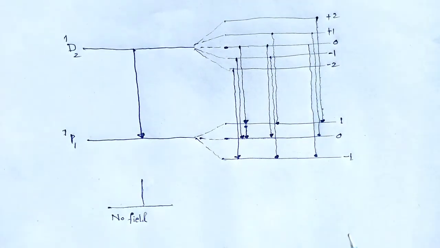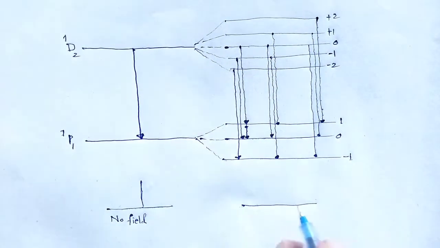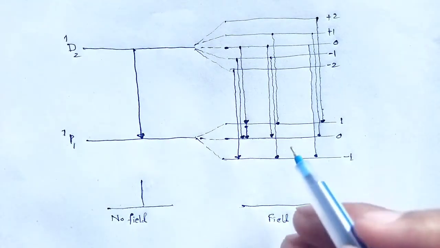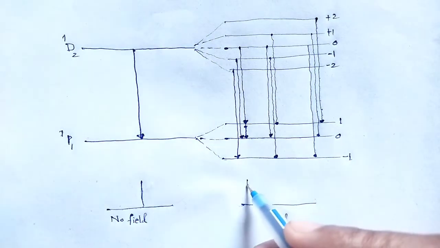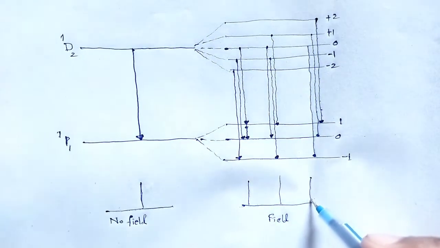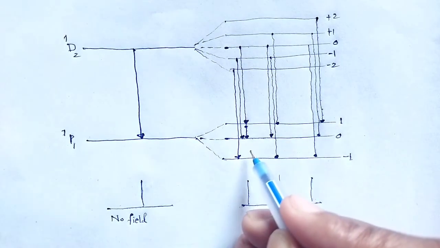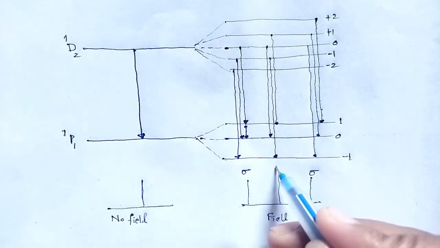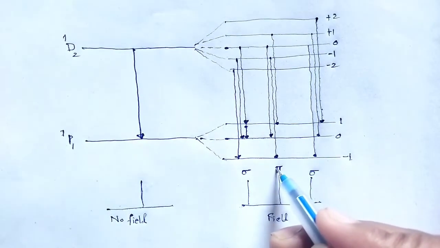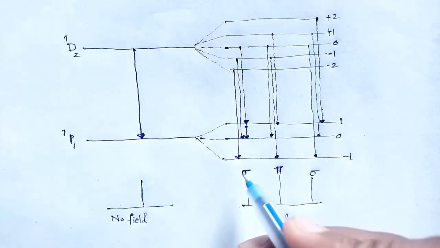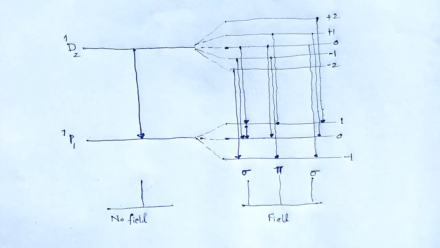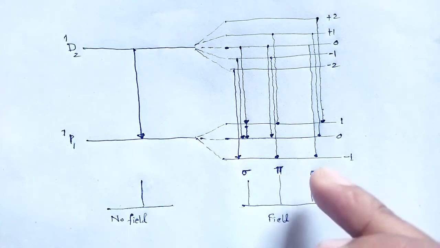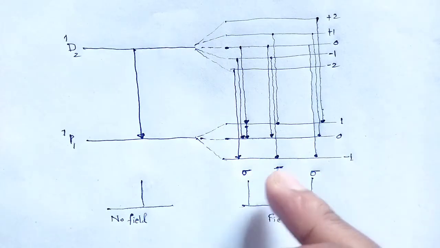So that means when we apply the field, the lines are formed. Here 3 lines are formed, and these lines are known as sigma lines, and those lines are known as pi lines. Pi lines are formed when the observation is parallel to the field direction, and in that case sigma lines are perpendicular to the field direction, meaning the magnetic field is perpendicular.